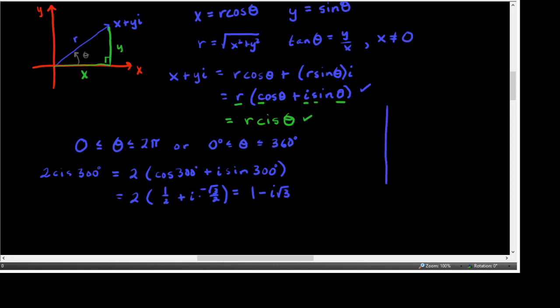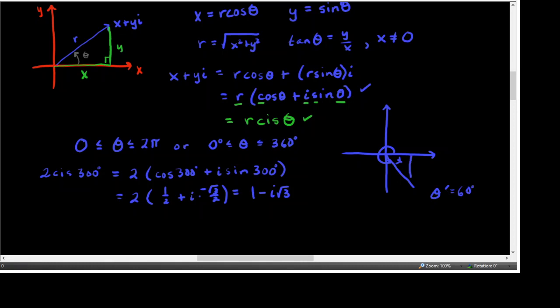Please remember that you're supposed to know how to find the sine and cosine of these special angles like 300 degrees. 300 degrees is almost all the way around. It's 60 degrees shy of being all the way around. And so the reference angle here is a 60-degree angle.